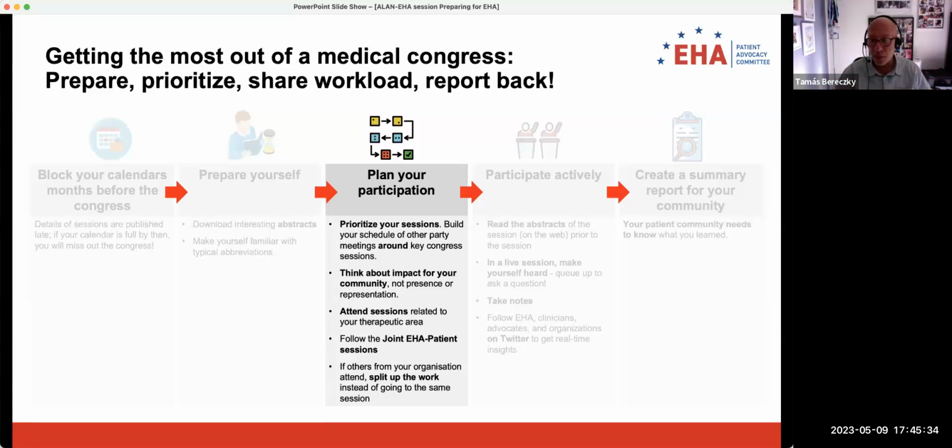What is important obviously is impact for your community, right? So that should guide your work rather than presence or representation. That's not so important in this case because it's all a blur. So you should take the most out of this blur, and that should focus on impact for the community. Do attend sessions because that's the core, that's the most important part of the Congress anyway. Please do join the EHA patient sessions, so the joint symposia that I just talked about.